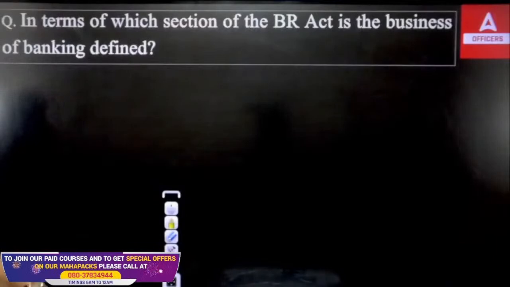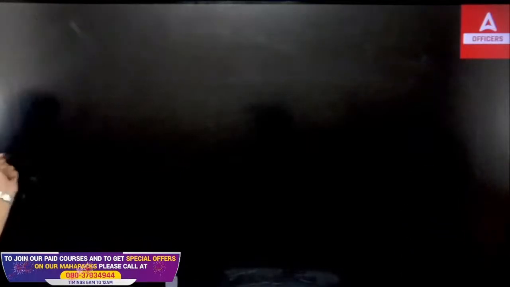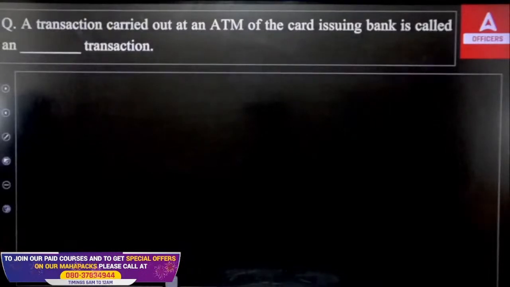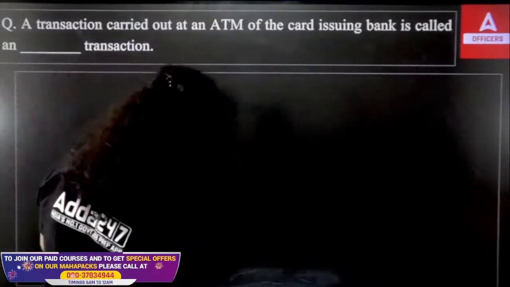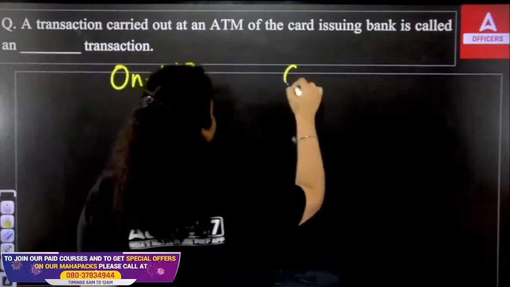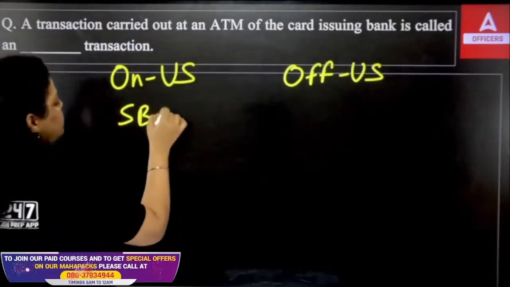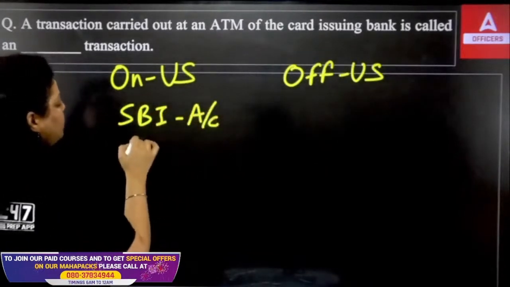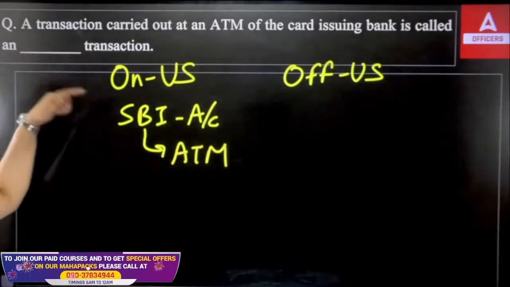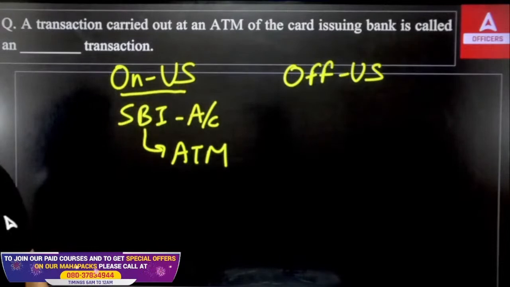In terms of which section of the Banking Regulation Act is the business of banking defined? So this we have done already. Now this is a repeated question. Really sorry. Now a transaction carried out at an ATM of the card issuing bank is called a dash transaction. See, there are two types of transaction. First is on us. Second is off us. On us transaction means, let's say you have an account in SBI and you have an ATM of SBI. So when you have an account of SBI and you are using the ATM of SBI only to withdraw the money, that is known as an on us transaction.